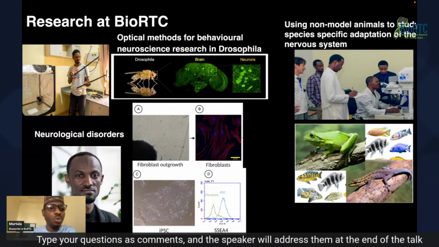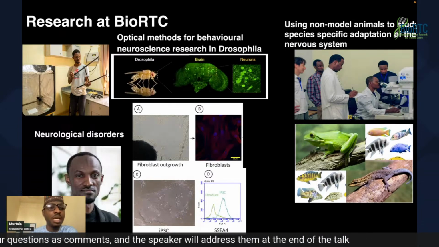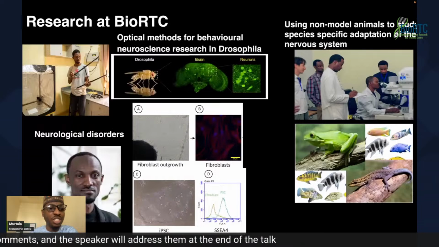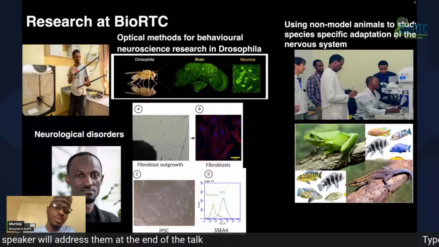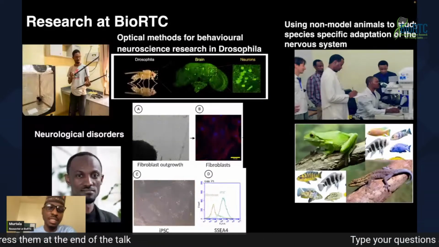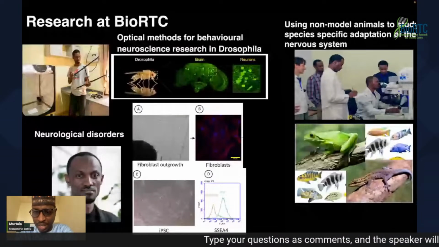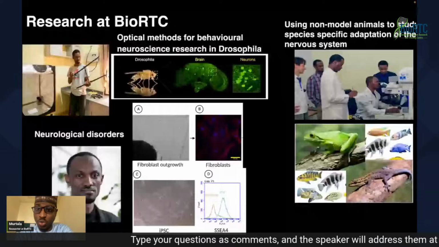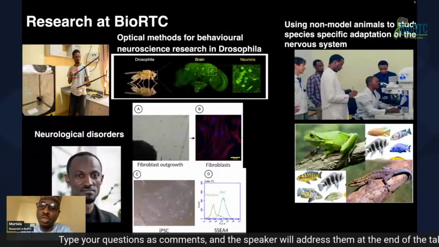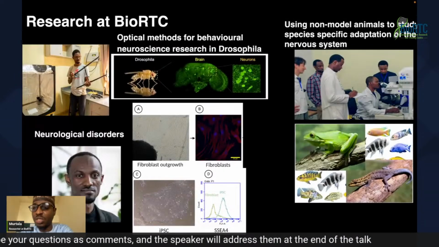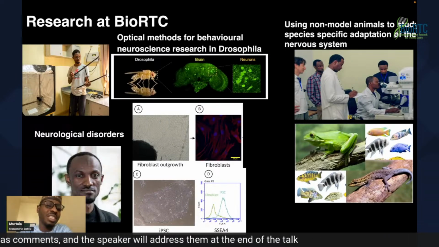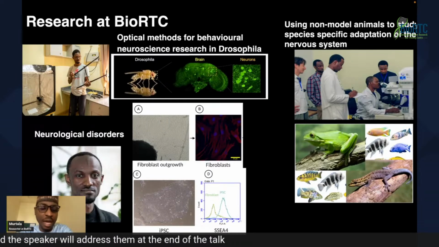Then Professor Raouf, who is currently in France, manages his own laboratory. He's working on optical methods for behavioral neuroscience research in Drosophila. Then Dr. Takeshi, who is now in the US, is also working on non-model organisms to study specific adaptations of the nervous system. So these are some of the research that are actively happening in the center.